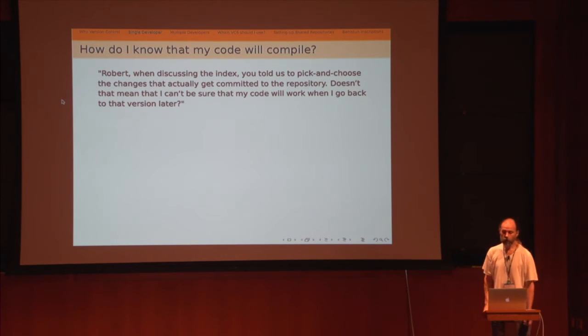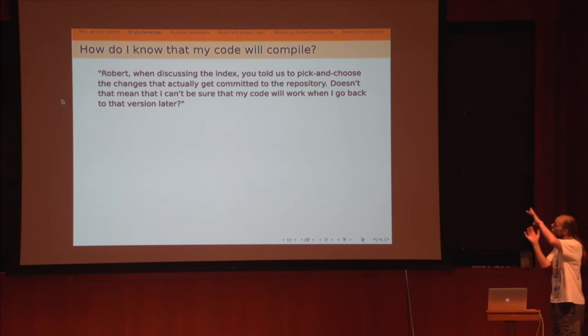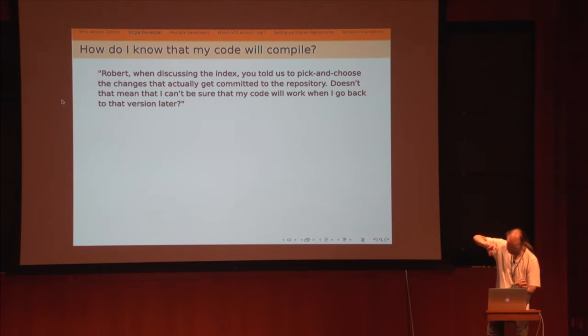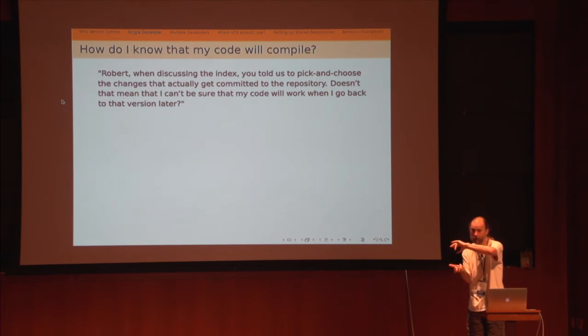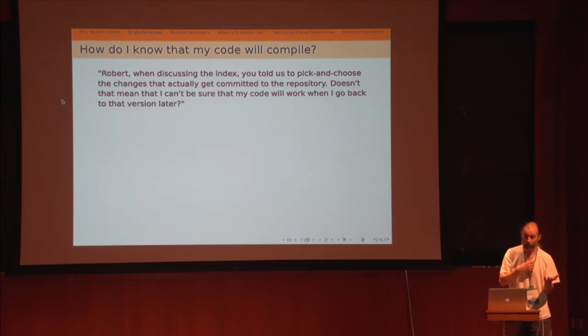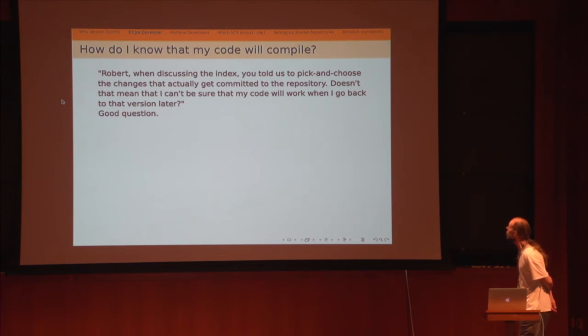How do I know that my code will compile? This is a problem. I told you that you should carefully choose exactly which changes go into this index, and you delete this line, you don't check in this line. But that means that the version I actually put into the repo may or may not compile, because I never actually compiled it. That's a very good question, unfortunately.